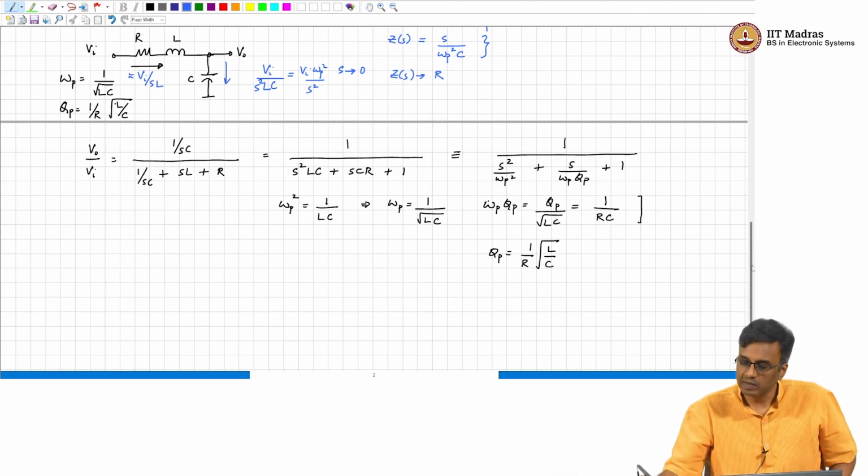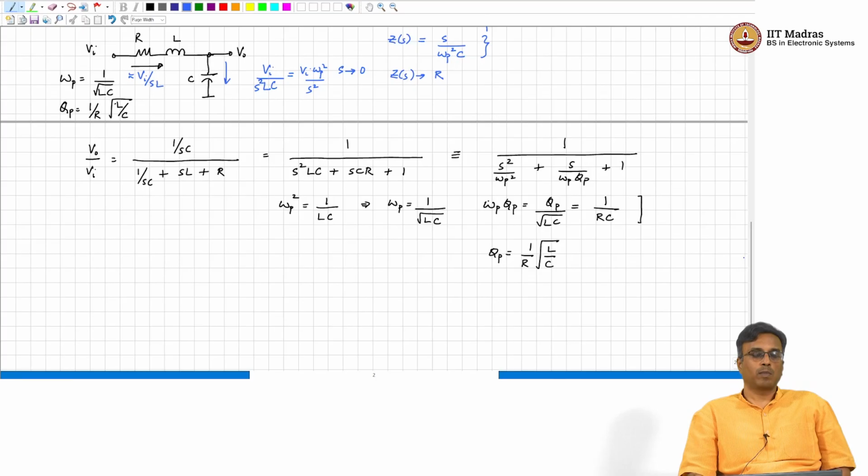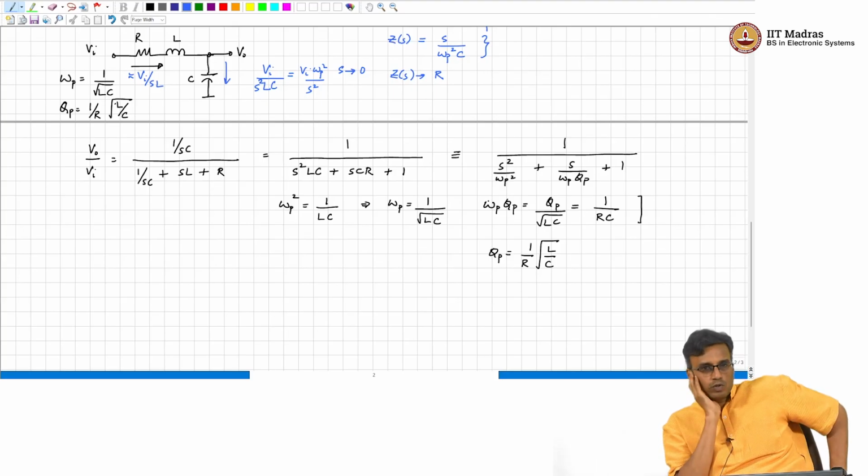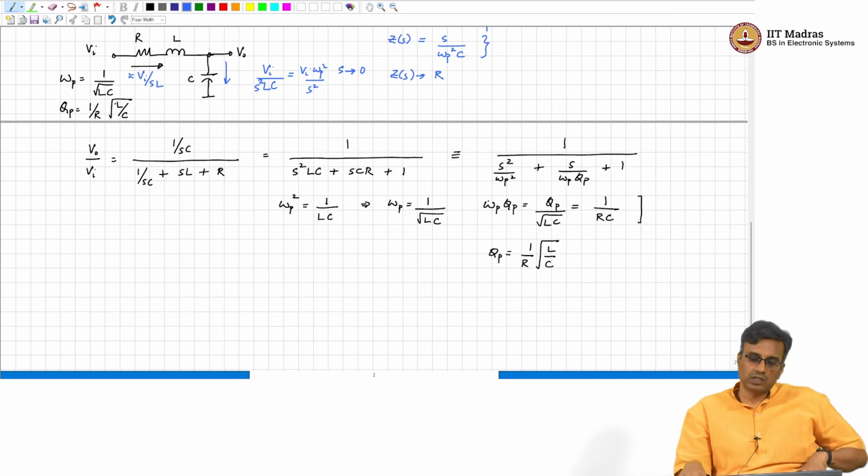So, now the question is, and again this has the same problems as we had with the first order network. You put a load, then what happens? Not only does omega naught change, it turns out that Q will also change, and on top of it the DC gain will also change. So, this is a problem.